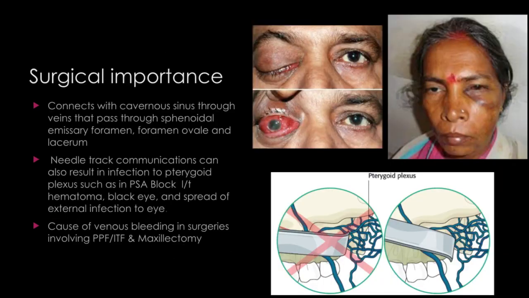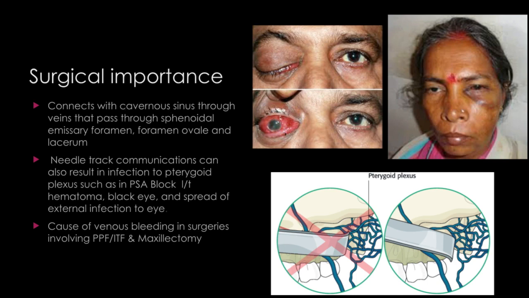Coming to the surgical importance of pterygoid venous plexus. Pterygoid venous plexus connects with the cavernous sinus through the veins that pass through the sphenoid emissary foramen, the foramen ovale and the foramen lacerum. So, any infection spreading to the pterygoid plexus can reach the cavernous sinus, causing cavernous sinus thrombosis.